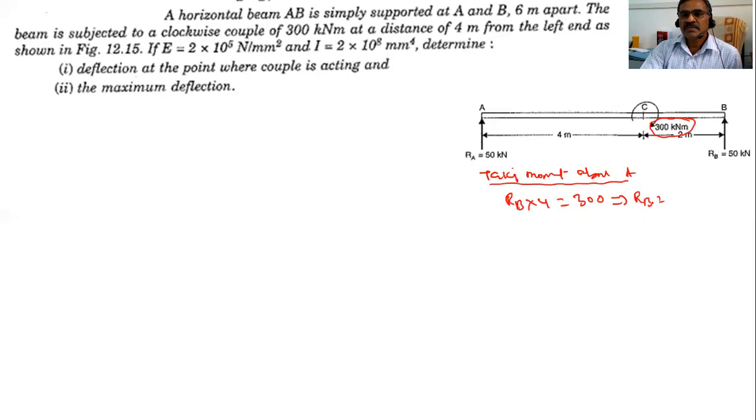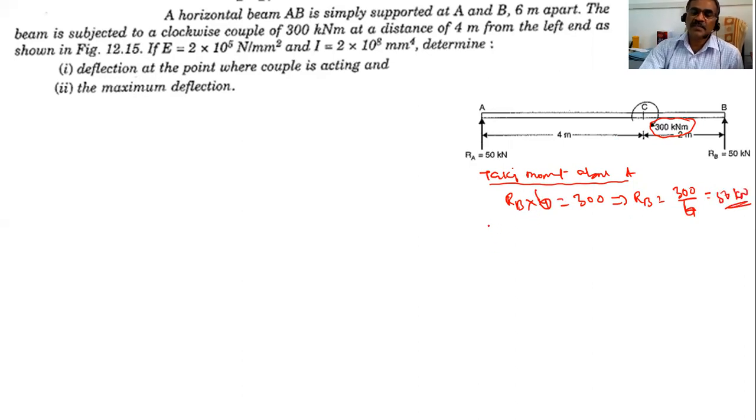Then what is RB? 300 divided by 4. So this is not 4, this is 4 plus 2, 6. The distance is equal to 6. So divided by 6, that is equal to 50 kilonewton. So RB is equal to 50 kilonewton.